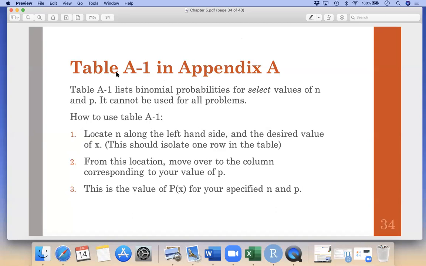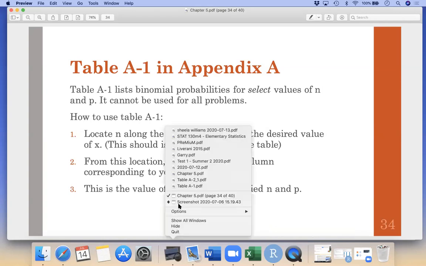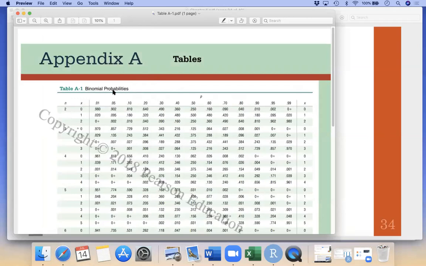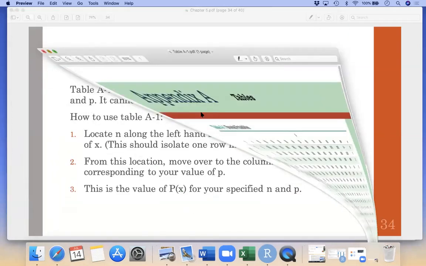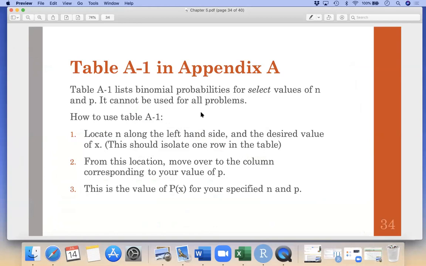Then you can see the first table, A1. What is that? It is binomial probabilities. Okay, the binomial probability table. So it was this one, the first table, binomial probabilities. Now I will tell you how to use that table to find binomial probability values.